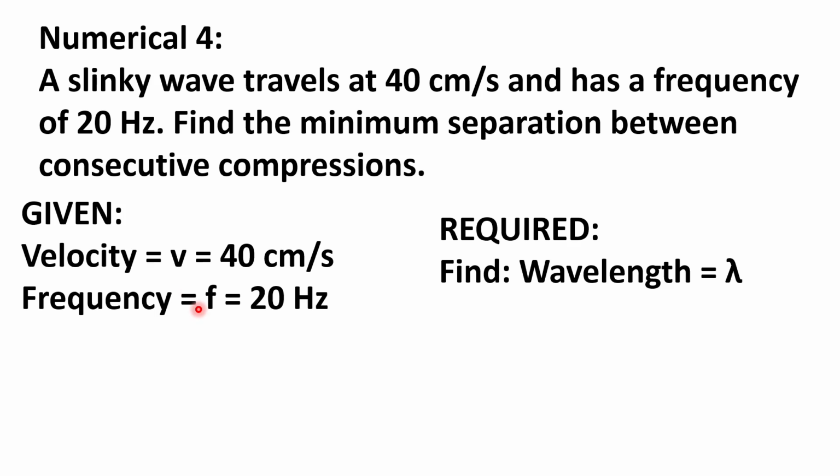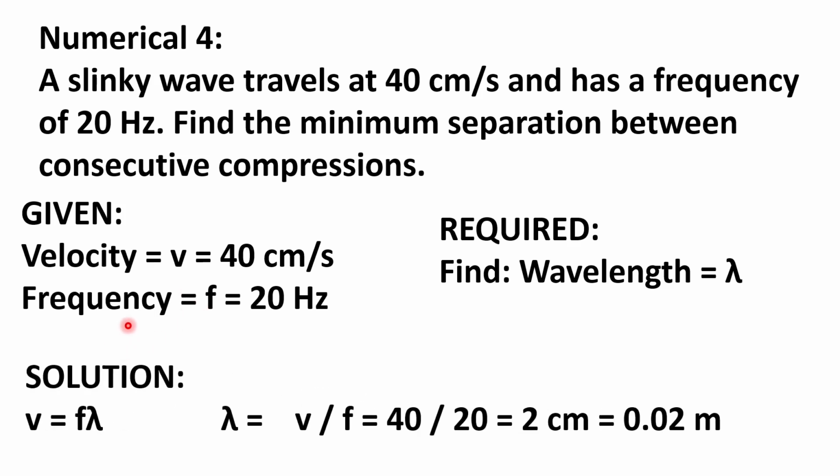So we will use the formula which shows the relation between velocity, frequency, and wavelength. According to the formula, velocity equal to f lambda, where f is frequency and lambda is wavelength. So our requirement is lambda. Therefore, lambda equal to v divided by f. Here, we divide f on both sides of the equation, so this will become v divided by f.